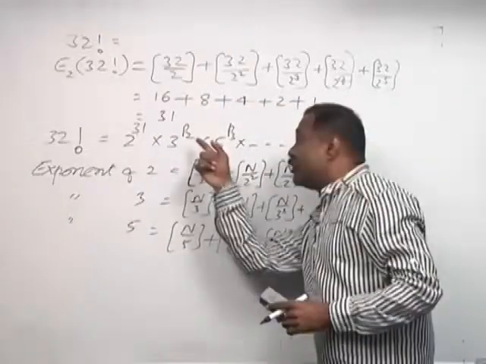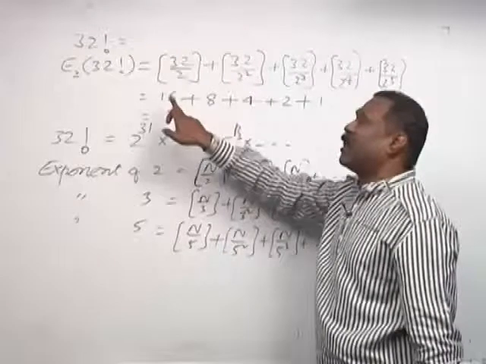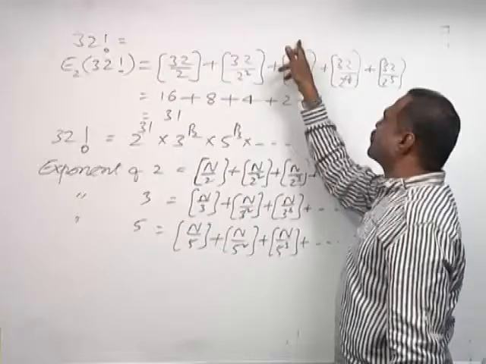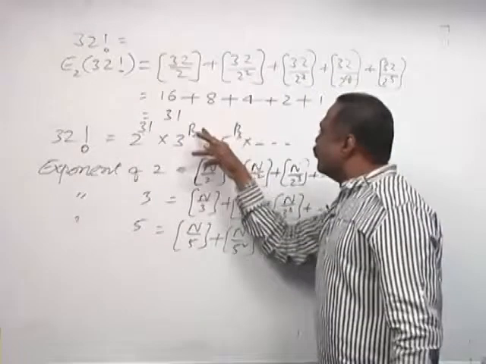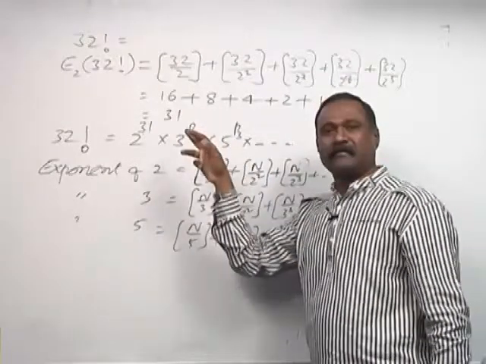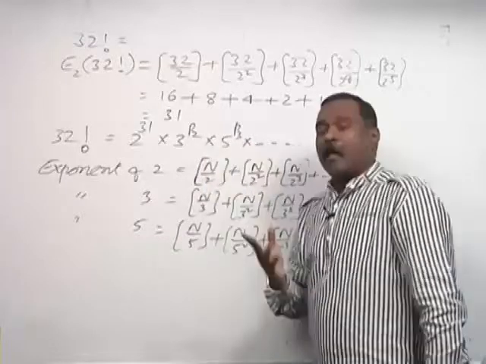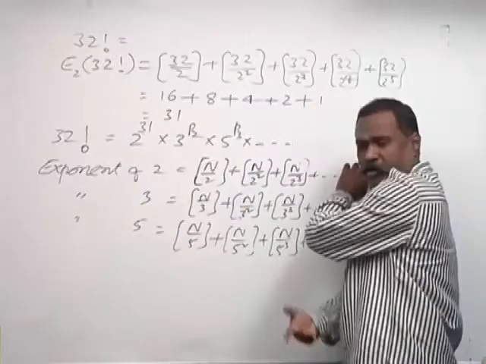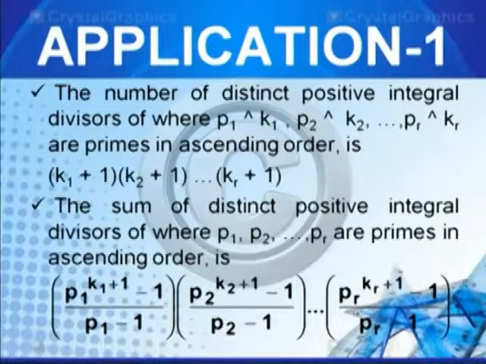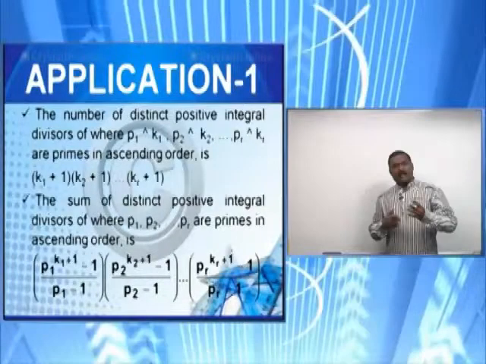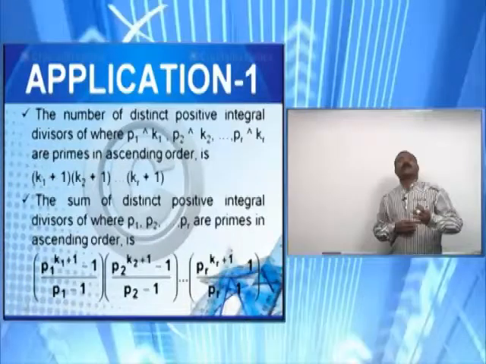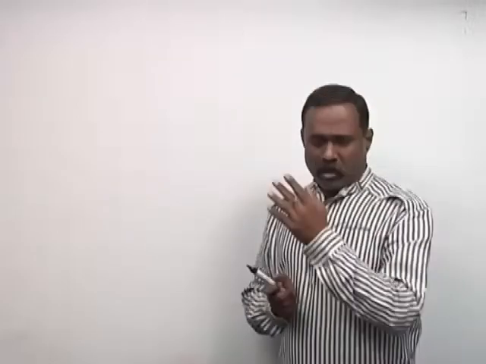Similarly, you can write the power of 3 also using the same formula: 32 by 3 plus 32 upon 3 square plus 32 upon 3 cube, and so on. Then you will get the power of 3. Similarly for 5, if you write 5 square, 5 cube, and so on, you will get the power of 5. Let us take some advanced level problem on this now. I hope you have understood the formula to find the exponent of 2, 3, 5, and so on, the exponent of any prime number. Let us go through a problem.